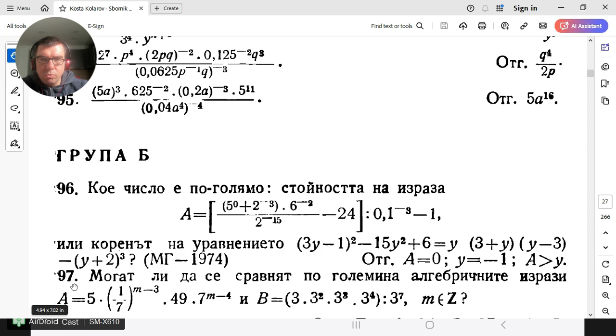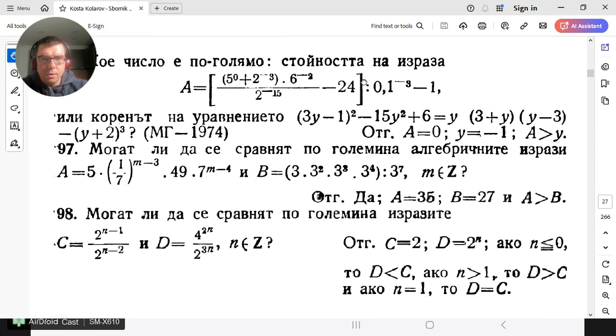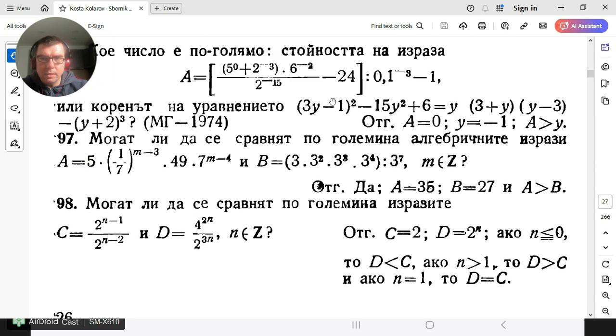So let's go to exercise 97. This is on page 26 in the book.